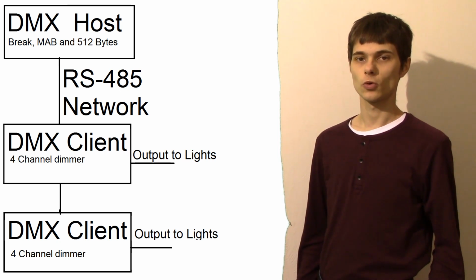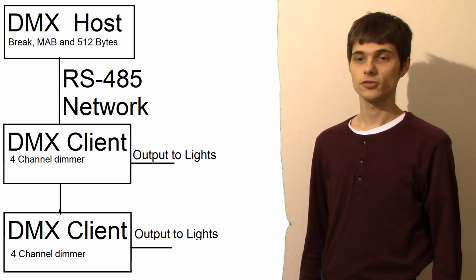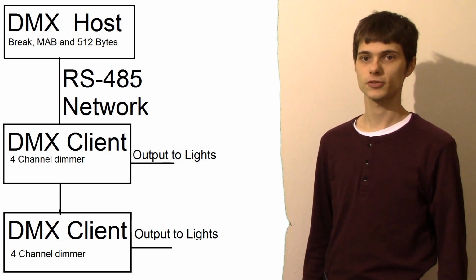So how does it work? DMX is actually pretty simple. It uses a serial communications network, usually RS-485. Now a host or a transmitter will send out a few different signals to a client or a receiver.